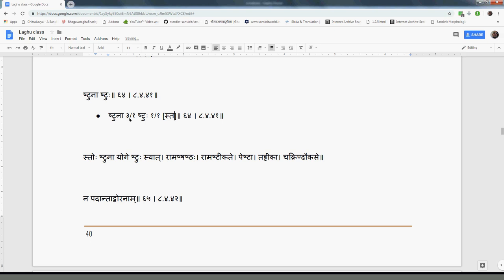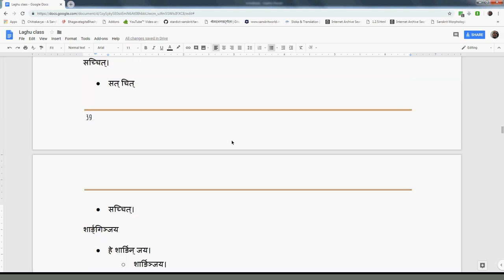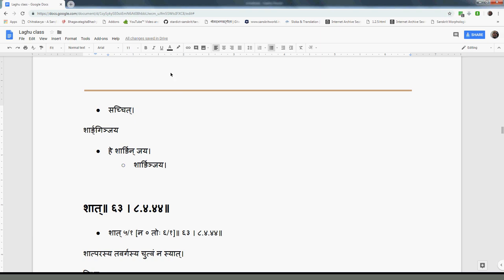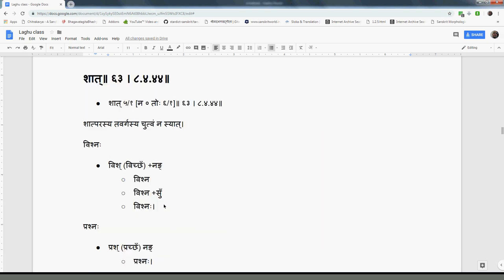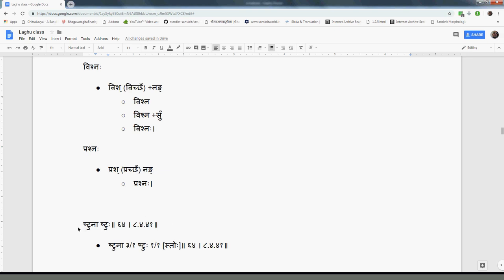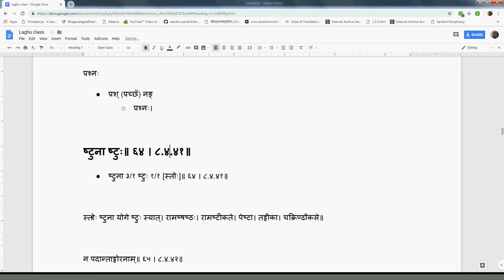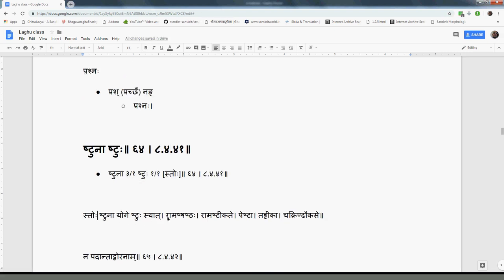Again, stoho. Because this is 8441, which is the immediately next sutra after 8440. In between, our Laghukara has sandwiched the 8444 sutra. Therefore, it's difficult to understand what happened here. 8440, 8444, and then 8441. He went back and did this sutra. Stunashtu. So stoho stuna yoge stuhu syat.